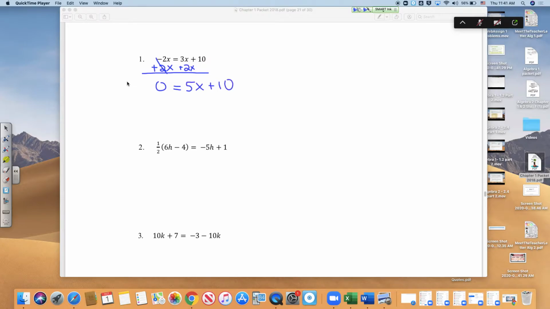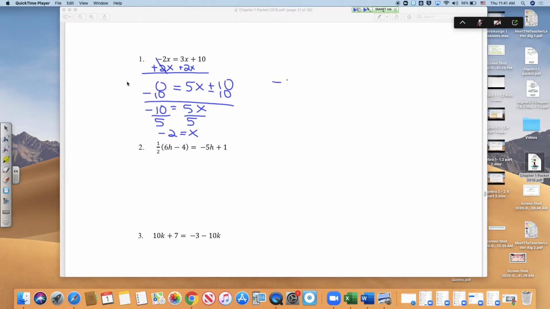plus 10. So now if you do it this way, you would have to move the variables to one side and keep the constant numbers on the other side. So if you want to keep the variable where it's at, you can take this 10 and subtract it and get negative 10 equals 5x. And then divide by 5 and you're going to get negative 2 as your answer here.